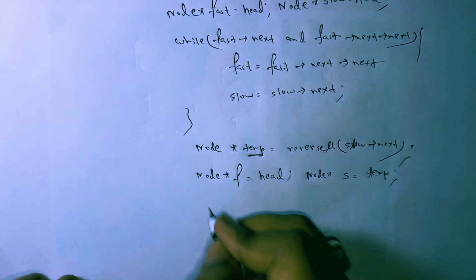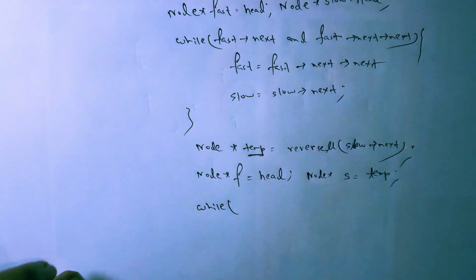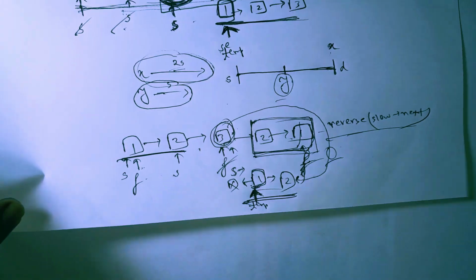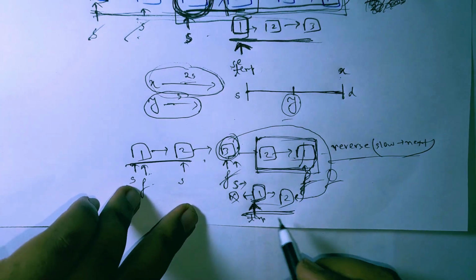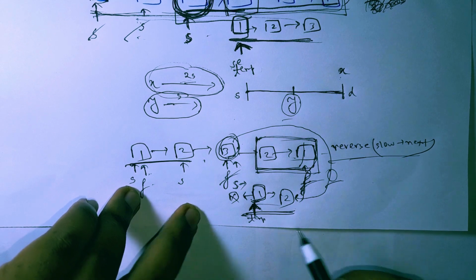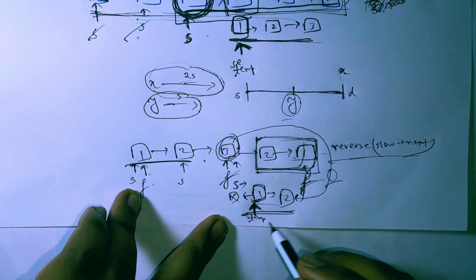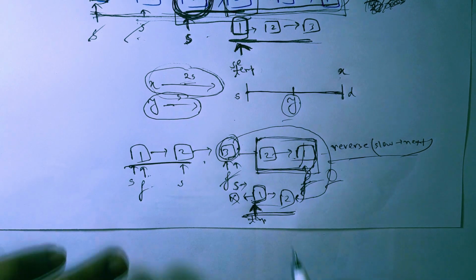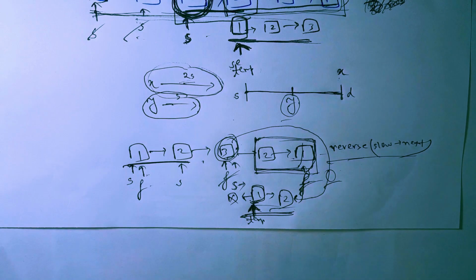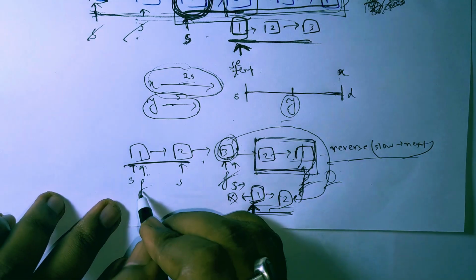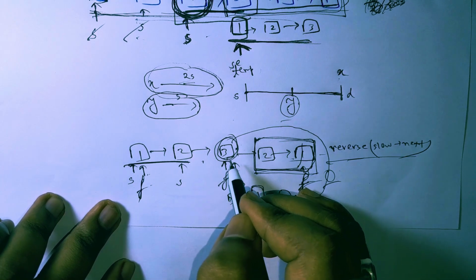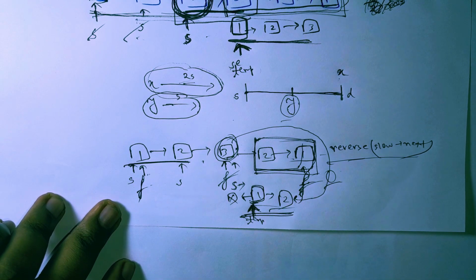Now what will be the termination condition of my while loop? There will be two termination conditions. One is that my second pointer will iterate until it gets any null, and the second condition is that my first pointer will move till I get the slow pointer.